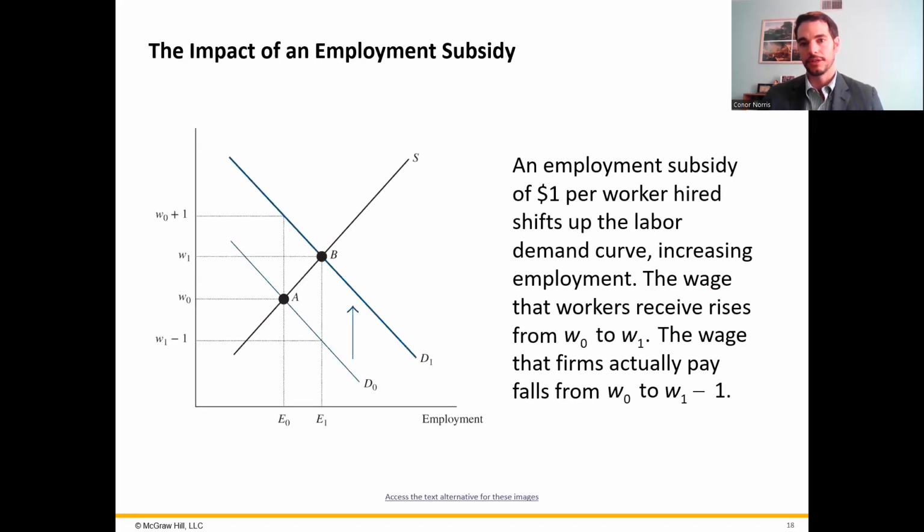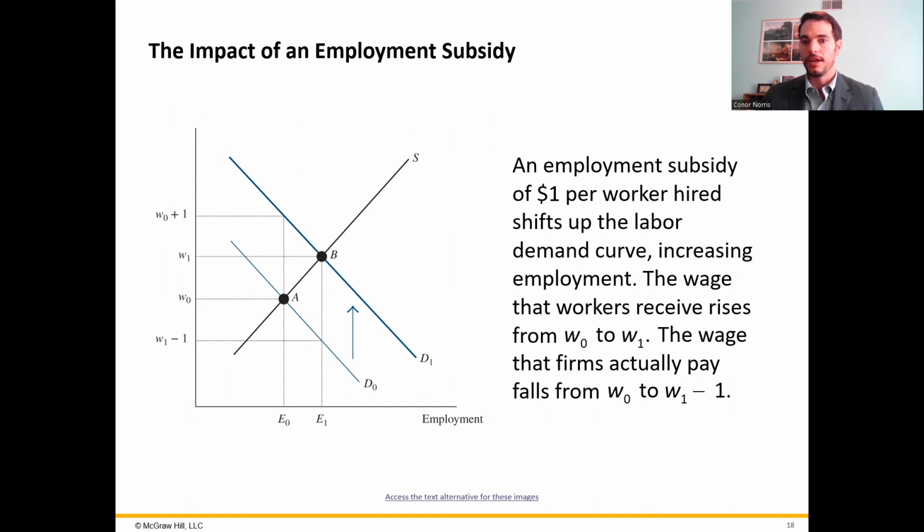So let's see this visually. Initially, the demand curve is at D0, and the equilibrium point is at point A. Once the government enacts this employment subsidy, it's going to increase demand for workers, or shift the demand curve to the right. We move from, in this case, demand curve D0 to D1, which is the previous demand curve D0 shifted up by that $1 per hour wage subsidy.